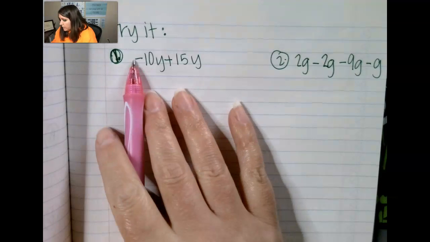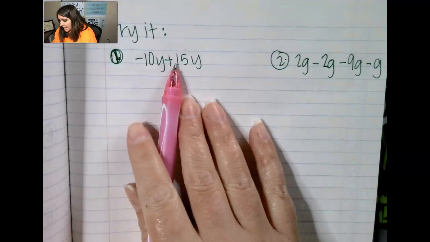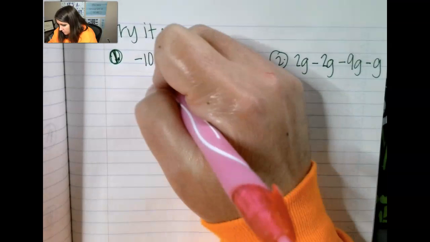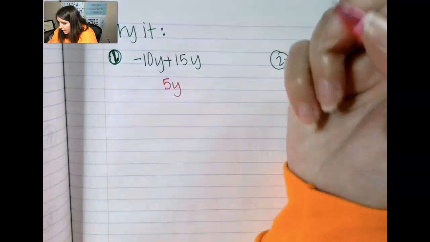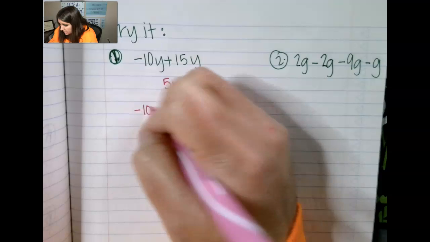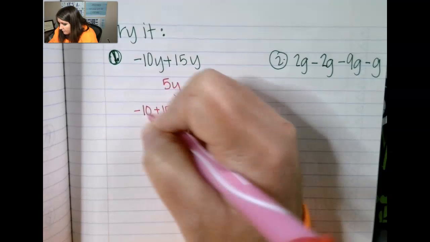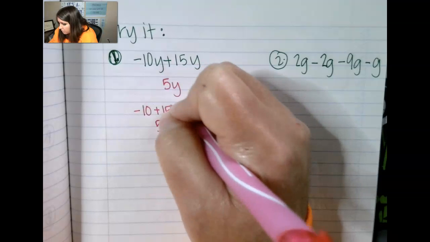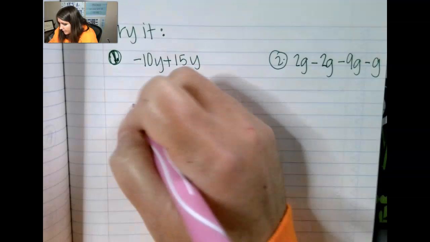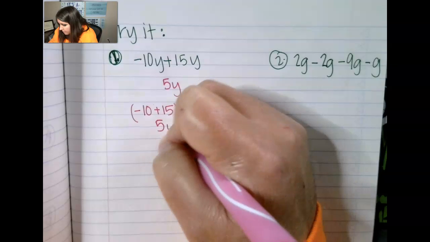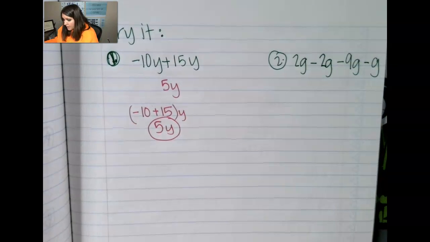All right, so I have negative 10 and I add 15 to it, which means that I have 5y. Or I could have looked at this like this. Negative 10 plus 15 is 5. I had reds. I add all these yellows. And then I just need to multiply that by the y, and I get 5y.